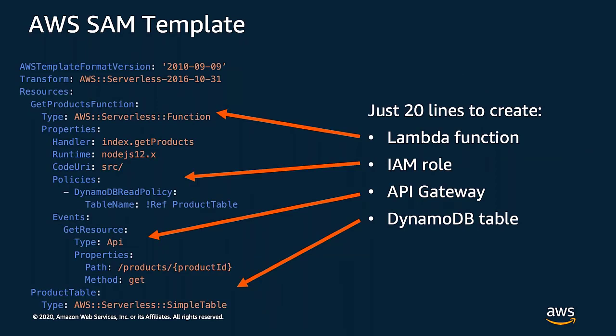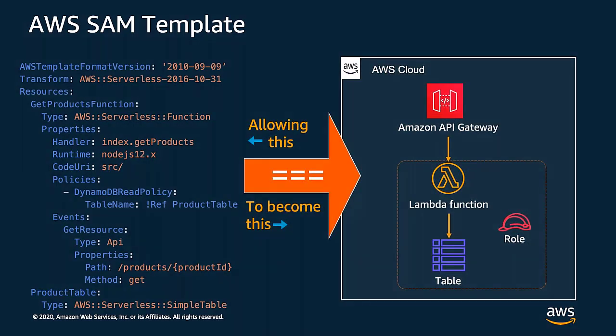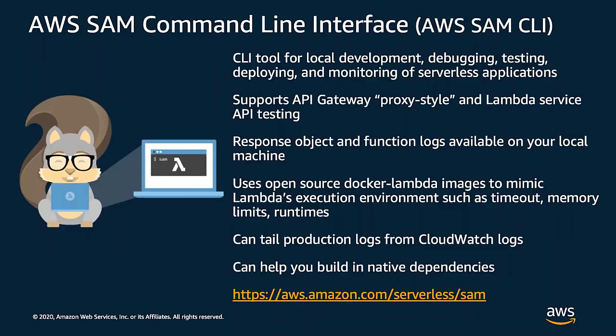This is an example AWS SAM template. In just 20 lines, you see that we've defined a Lambda function, an IAM role for that function, we've created an Amazon API Gateway, and we've created a DynamoDB table. This brief template produces this complete architecture. But AWS SAM is more than just a CloudFormation transformation. AWS SAM also provides a command line interface, or SAM CLI as we call it. This is a tool that supports local development, debugging, testing, deploying, and monitoring of your serverless applications.